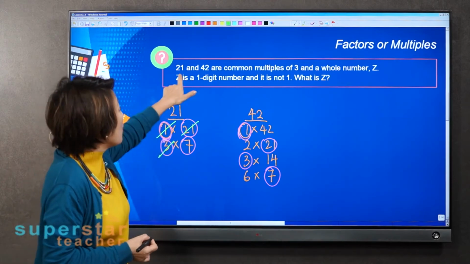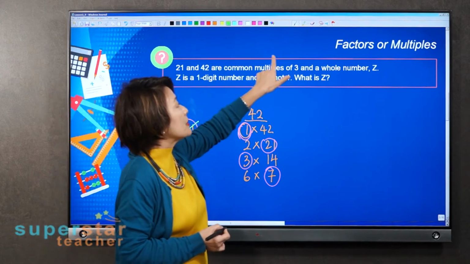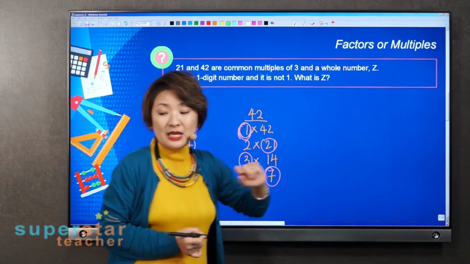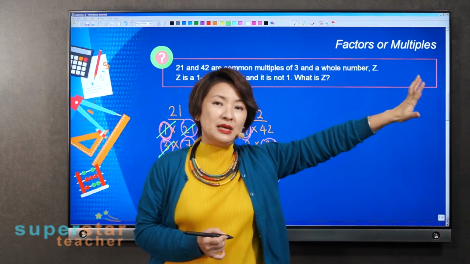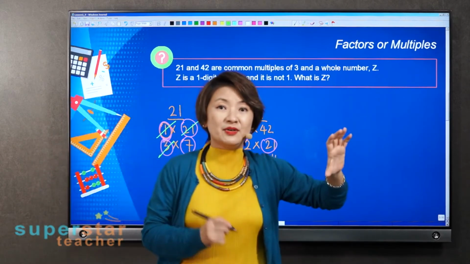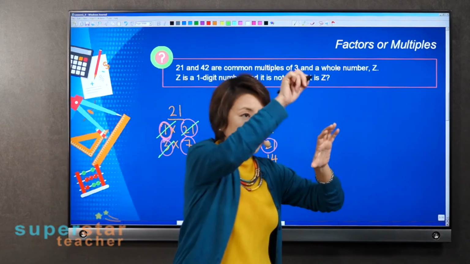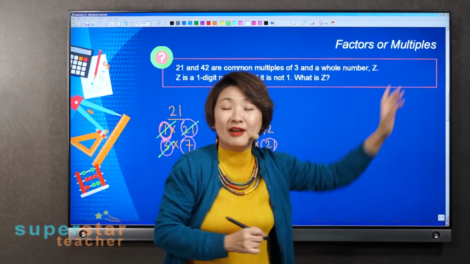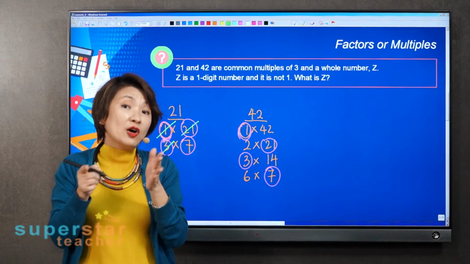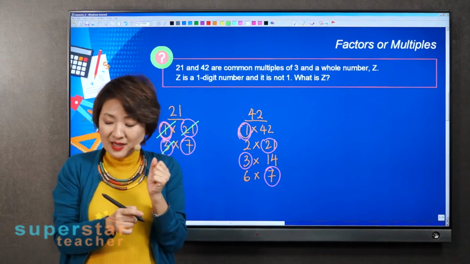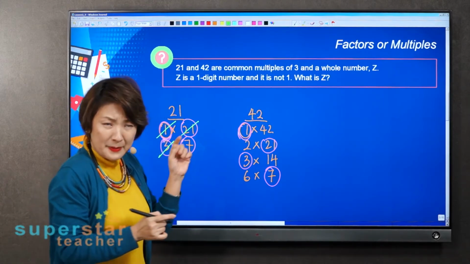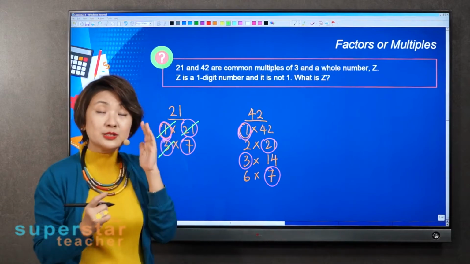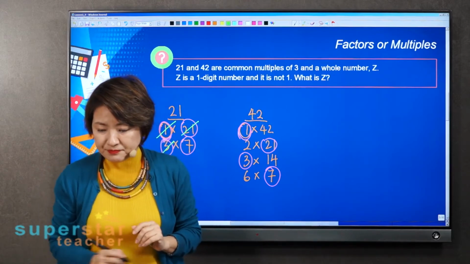So 21 and 42 are common multiples of 3 and 7. If you list out all the multiples of 3 and all the multiples of 7, you will circle 21 and you'll circle 42 and so on, because multiples go to infinity and beyond, right? But these two will fall into that category. It's a little bit confusing. You may need to review this again, just to be very clear how to do it.